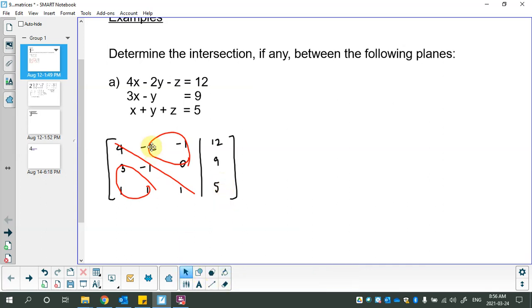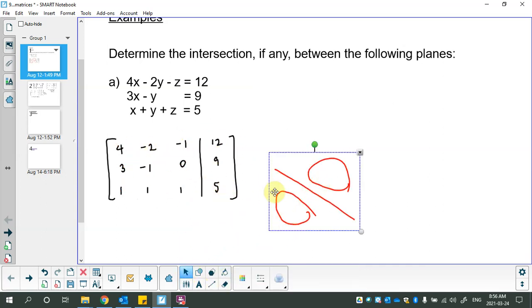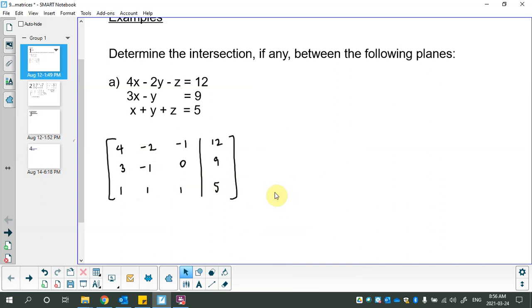Before we even start this stuff, though, we should do what we did in the elimination and substitution style. Oh, water alarm. Hang on.